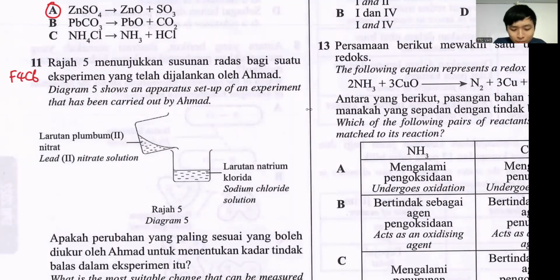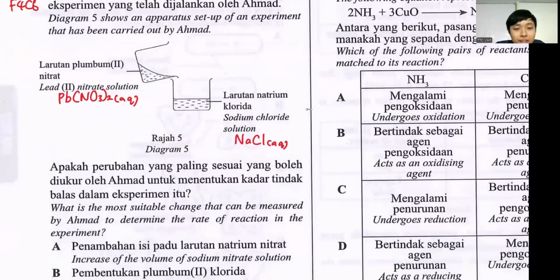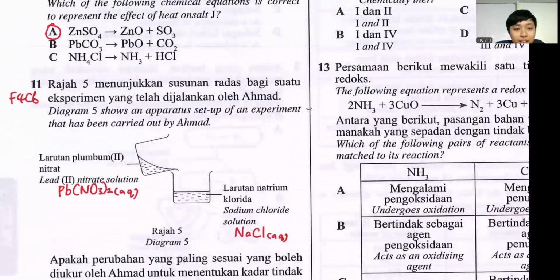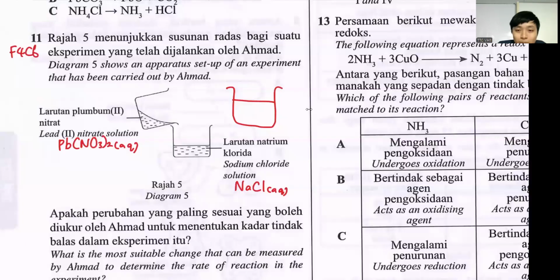Diagram 5 shows an apparatus setup for an experiment that has been carried out by Ahmad. Ahmad pours the lead-2 nitrate solution into the sodium chloride solution. What do we get? What happened after you add together? PbCl2, what happened? Okay, I write the equation.